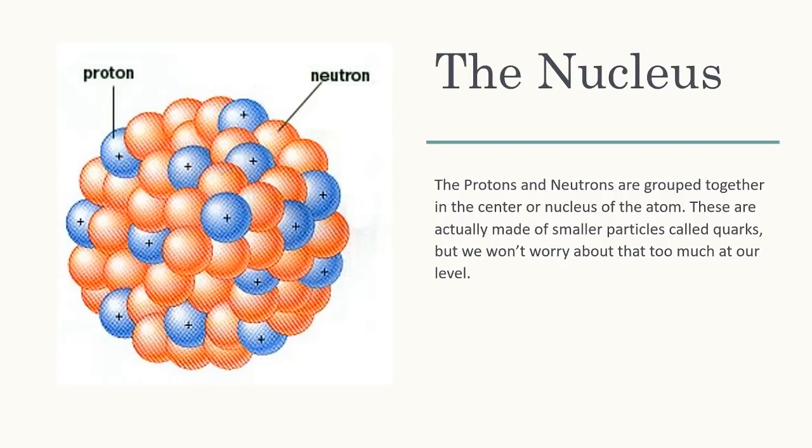So the nucleus of an atom is where we've grouped together the protons and the neutrons. And actually, the protons and the neutrons are made up of smaller particles, and those particles are called quarks. We're not going to go too deep into that. You should know that they're made up of other subatomic particles, but ultimately, that's a little bit beyond what we want to touch on in our class. For the most part, all the protons and neutrons are going to be contained within this nucleus, hanging out in the center of the atom. That's the important piece to know.